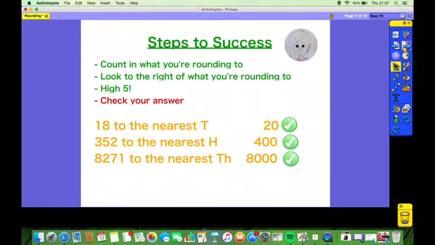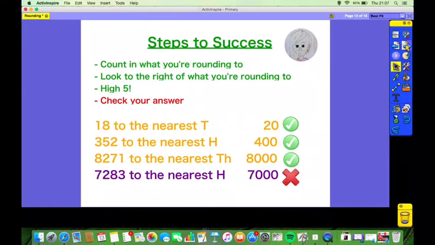Finally then, it's really important to check the answer. So this is where it comes back to the counting business. We need to check that we've got the right sort of number. So if I'm trying to round 18 to the nearest 10 and I get 20, that's great. I've got a tens number. If I'm trying to round 352 to the nearest 100 and I get 400, brilliant. Another 100 number, 400. Same again. 8,271 to the nearest 1,000. If I've got 8,000, that's great. I'm clearly on the right track. So checking the answer is really important. It becomes slightly more complicated though, and there's the possibility for a misconception or a misunderstanding with something like this.